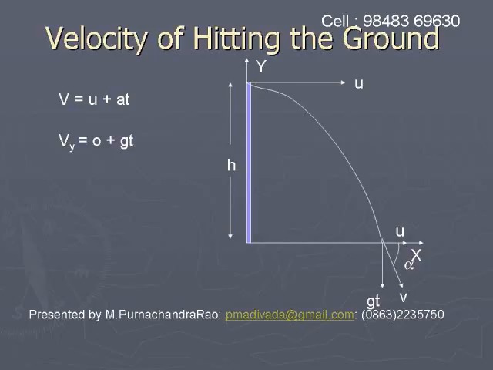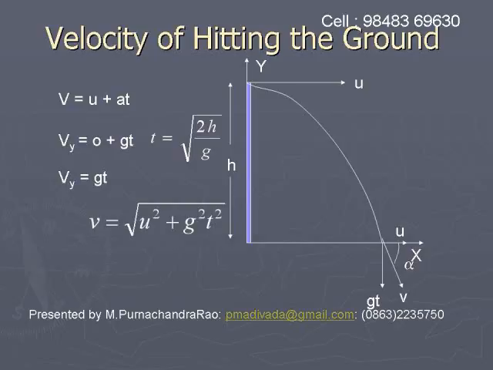It is u. The vertical velocity can be calculated from the relation v is equal to u plus at, where t is the time taken to reach the ground, given by square root of 2h by g. So vy is equal to 0 plus gt, since the vertical component of velocity of the horizontally projected body is 0 at the top of the tower. Therefore, vy is equal to gt. This is the vertical component of velocity when it reaches the ground.